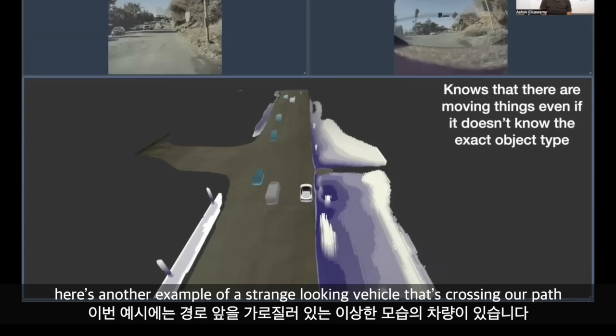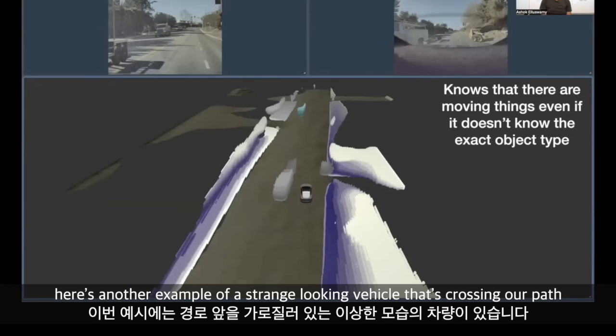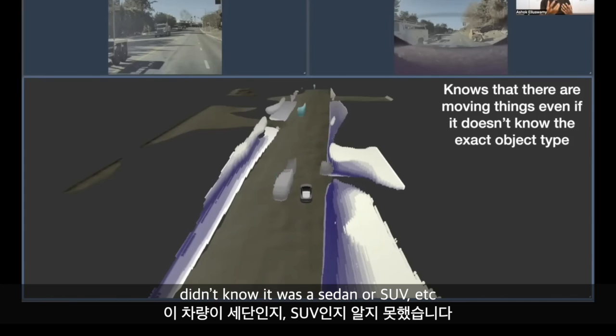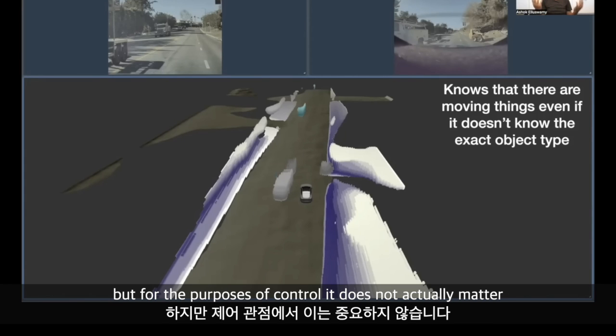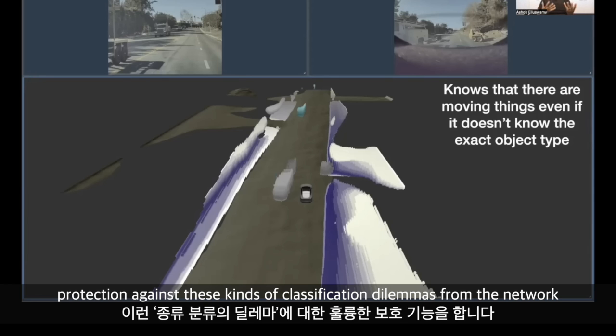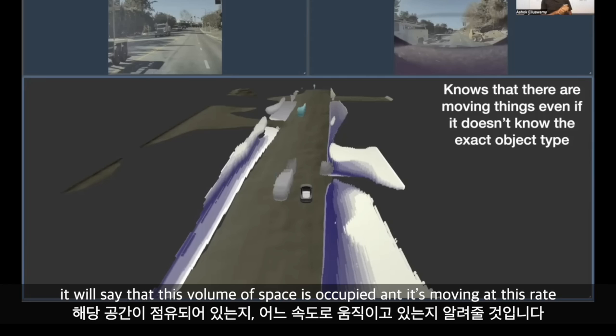Here's another example of a strange looking vehicle that's crossing our path. Our regular moving object network did not know the type of this object, didn't know if it was a sedan or a SUV, etc. But for the purposes of control, it does not actually matter. And this occupancy network provides this nice protection against these kinds of classification dilemmas from the network. Regardless of what's causing the obstacles, it will say that this volume of space is occupied and it's moving at this rate.